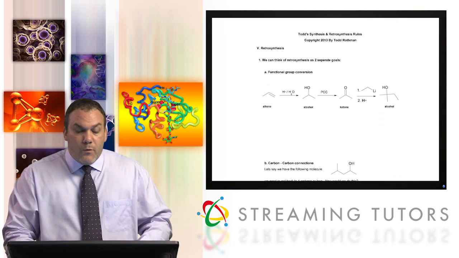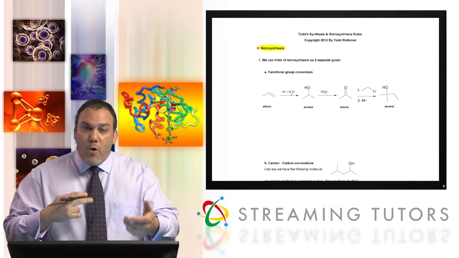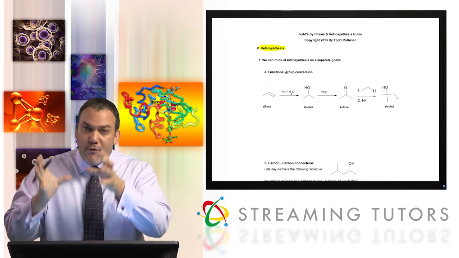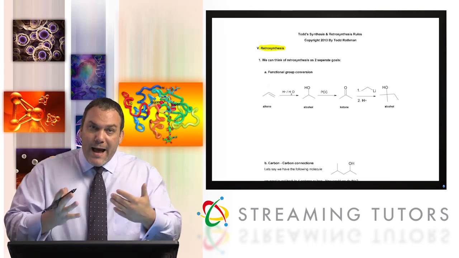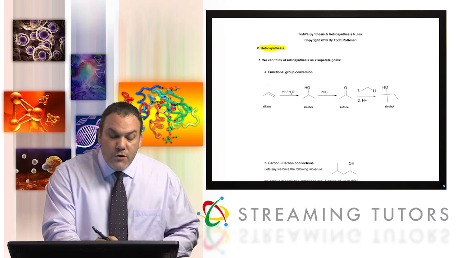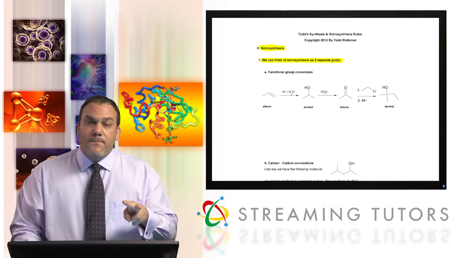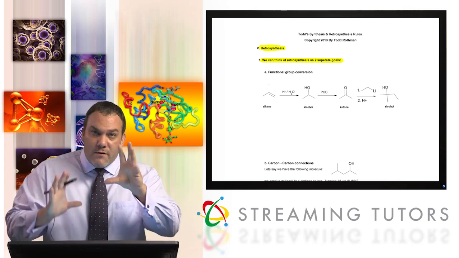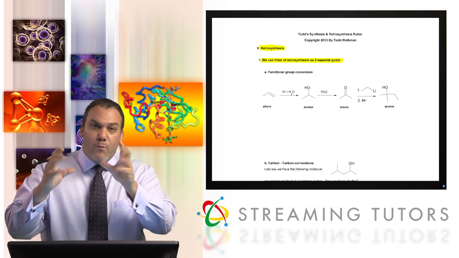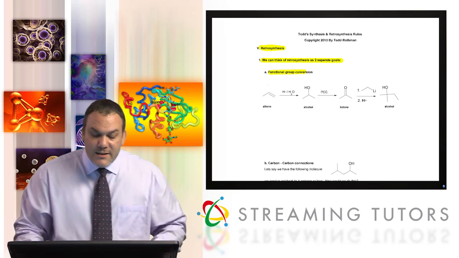Now, let's go on with retrosynthesis. Now, retrosynthesis, remember, is working backwards. If we have a product, how do we go back to the reactant that we're trying to get to? So that's what we're going to do. Now, you could think of retro, just like synthesis, in 2 separate goals. The first goal is converting your functional groups from one thing to another. So functional group conversion.